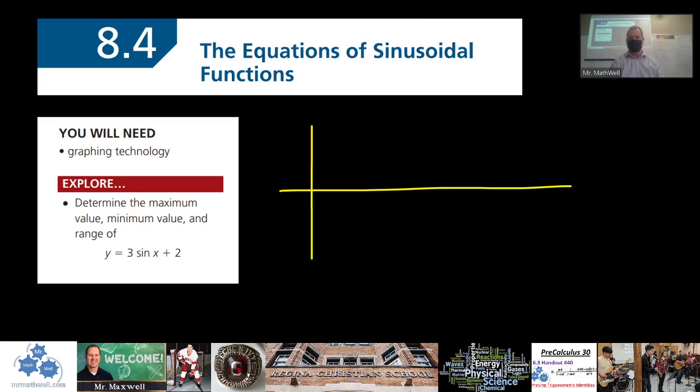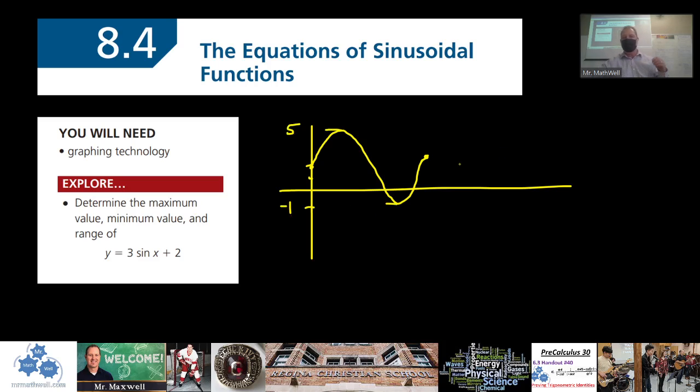Let's just start our graph there at 0, 2, just as a point there. So 1, 2. And it goes up, and it goes down like this, right? Something like that, just a rough sketch. It's going to go up to 5. It's going to go down to a minimum of -1.